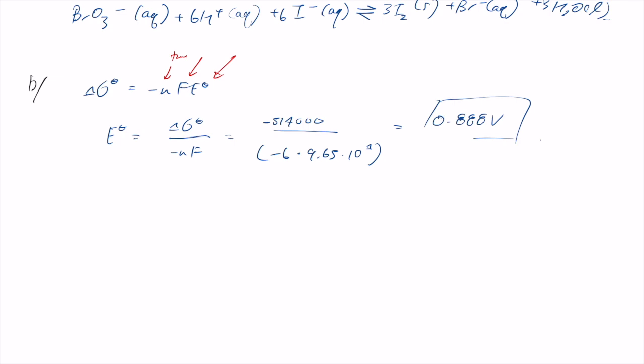Alright, 4C, let's get it. Calculate the standard electrode potential in V for the BrO3- to Br- reduction half equation using section 24 of the data booklet.